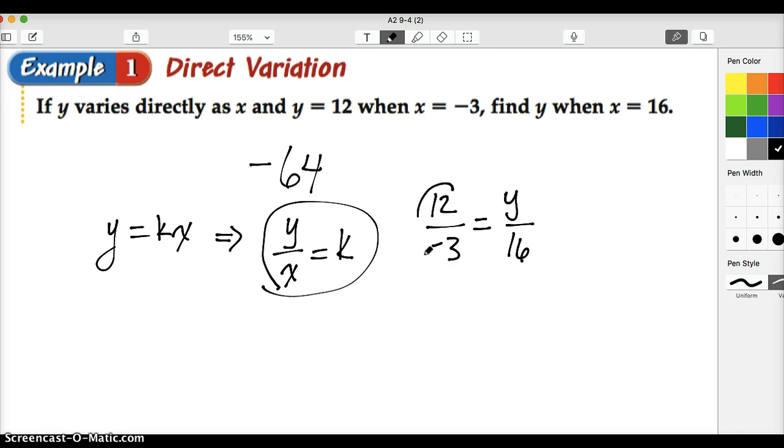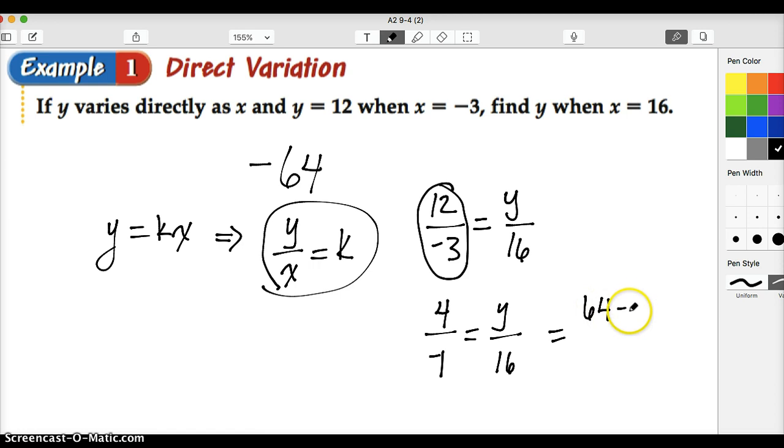What I'm going to do here, though, before I do that, is simplify this. So this is going to actually simplify to 4 over negative 1 if I divide top and bottom by 3. So now I have 4 over negative 1 is equal to y over 16. When I cross multiply, I think you guys see it, I'm going to end up with 64 is equal to negative y, and therefore y is equal to negative 64.